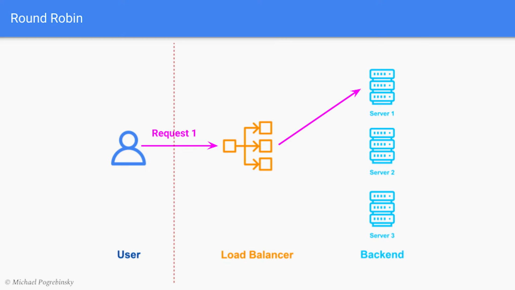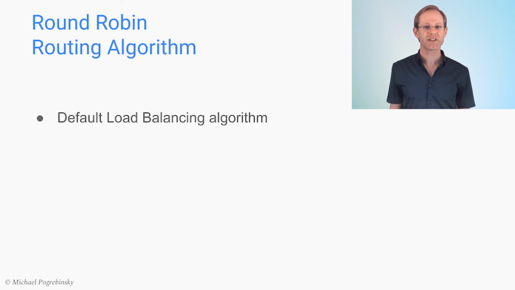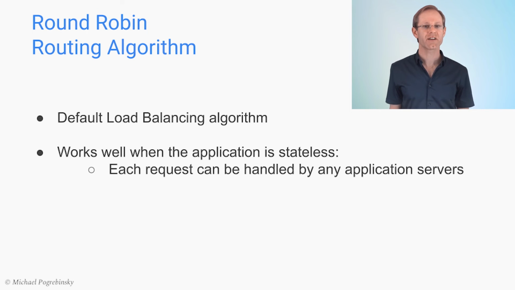When we use the round robin algorithm, the load balancer is routing each incoming request sequentially to the next worker instance. This algorithm is very simple and is usually the default for every load balancer implementation. However, this algorithm works well only under the assumption that our application is stateless. In other words, the assumption is that each request from a client can be handled in isolation by any one of the target application servers.